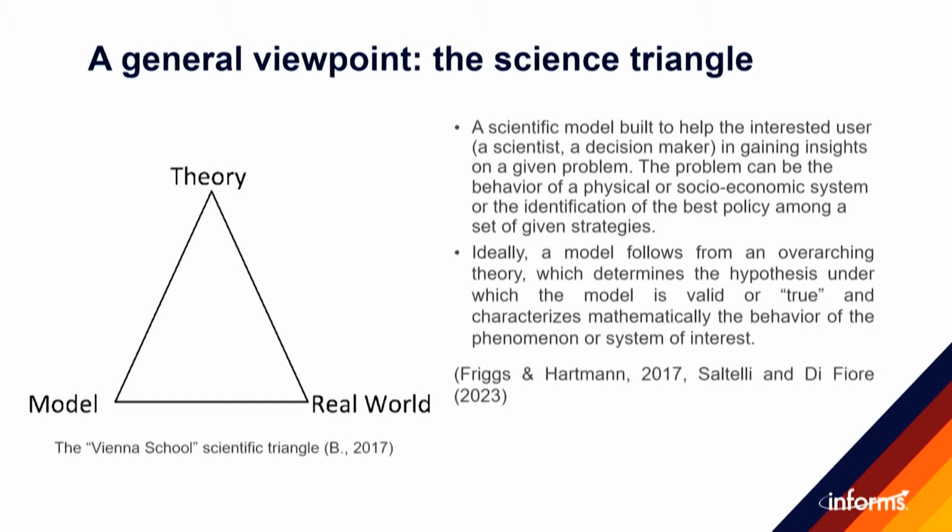See, this is the famous, or I don't know, well-known, but very nice scientific triangle developed by the Vienna School at the beginning of the last century. And they said that the magic of science would be to have all three vertices of this triangle. That is, you have a theory that creates a mathematical model. Theory means theory intended in the sense of axioms from which you can derive propositions. These propositions imply a mathematical model, and then the model describes a real-world phenomenon.